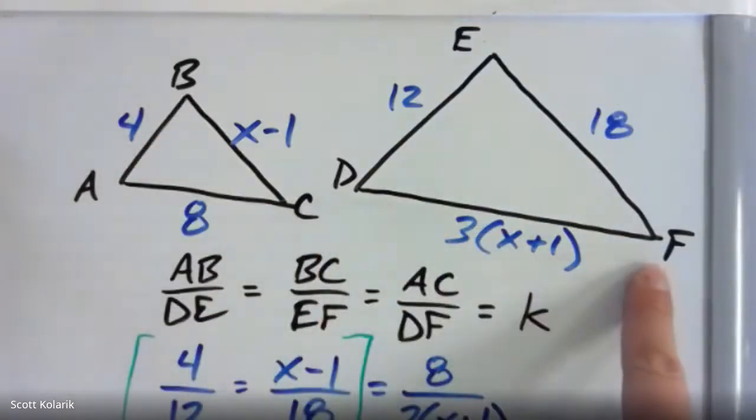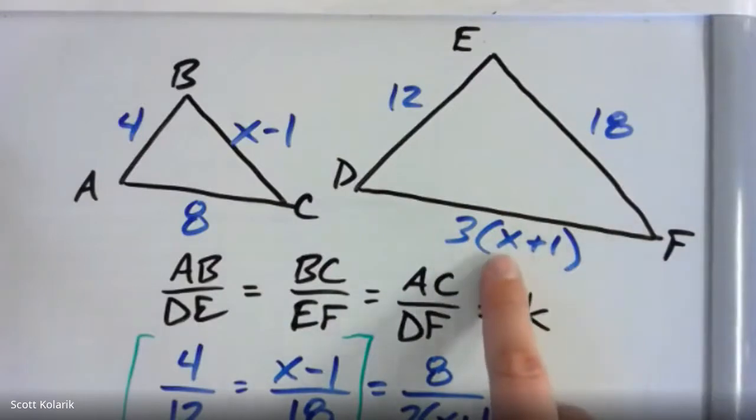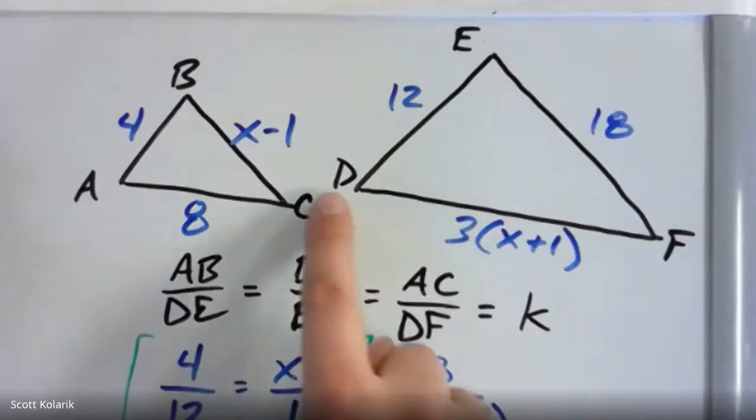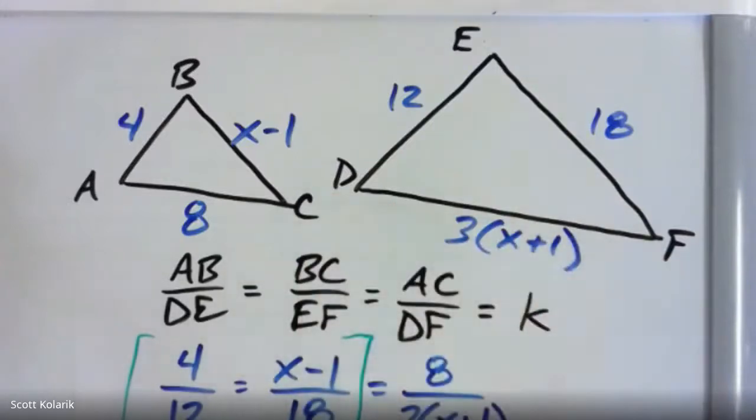Over here, it could have asked me what the length of DF was. Again, I could plug in what x is, which is now 7. 7 plus 1 is 8. That 8 times 3 would be 24 units. Okay. So you could have been asked it in that way.